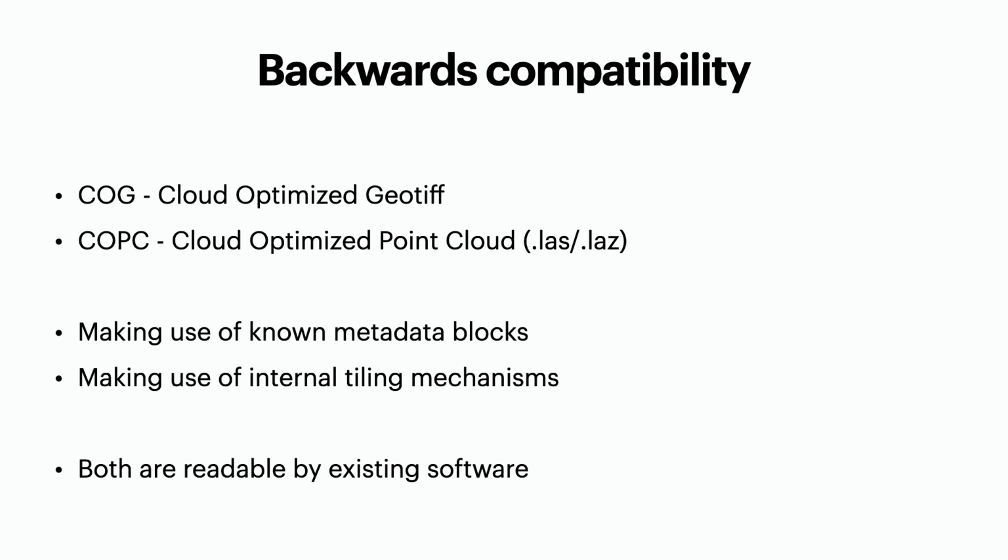And if your software is not cloud-optimized aware, it will just stupidly download the whole file as it always did, but it will still work. So you don't incur a penalty by making your file cloud optimized. So that said, if you're using GeoTIFFs, just make them cloud optimized always by default, unless you have a very good reason not to.